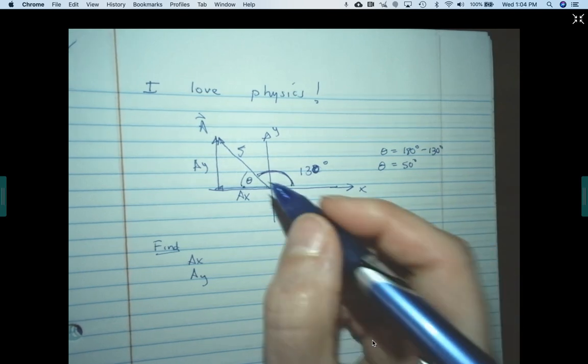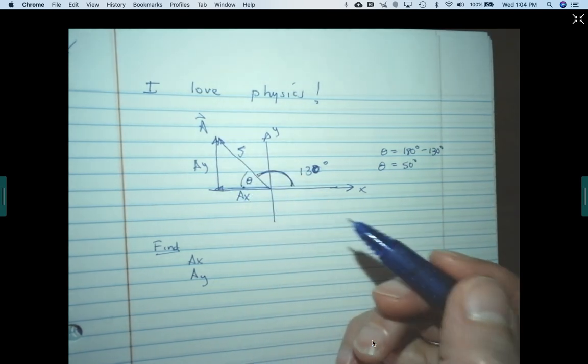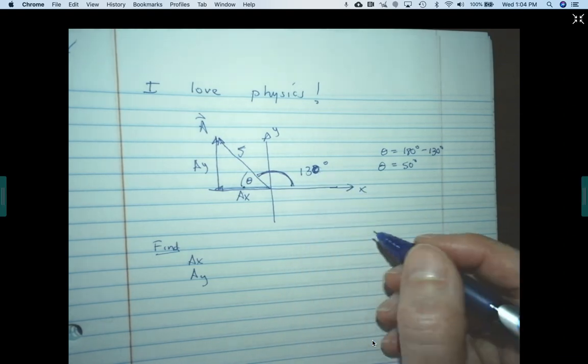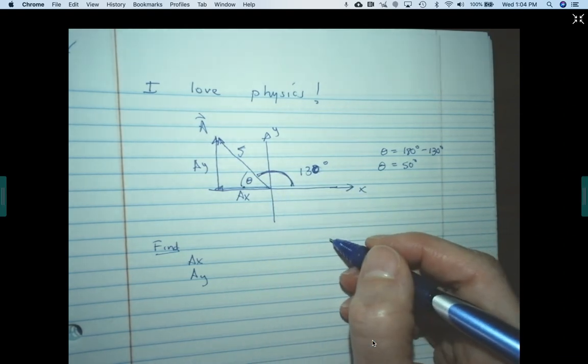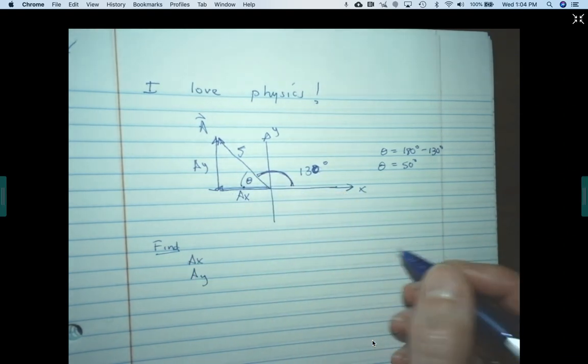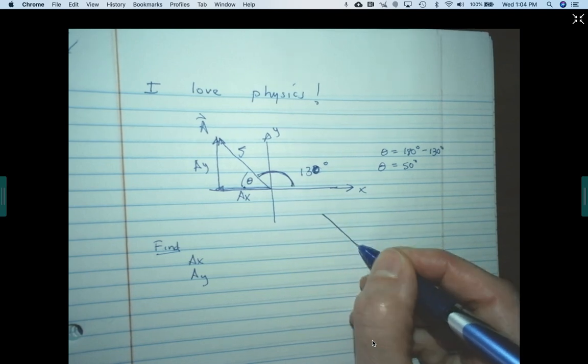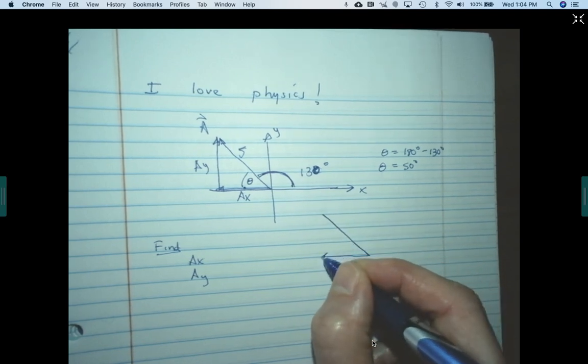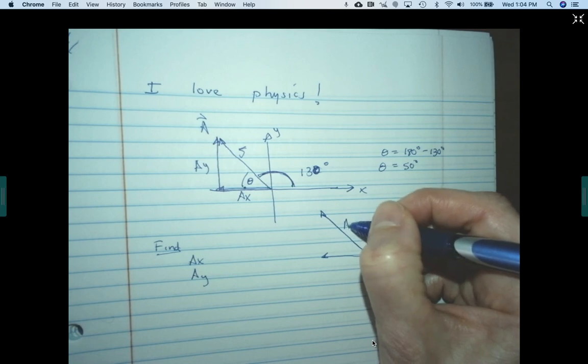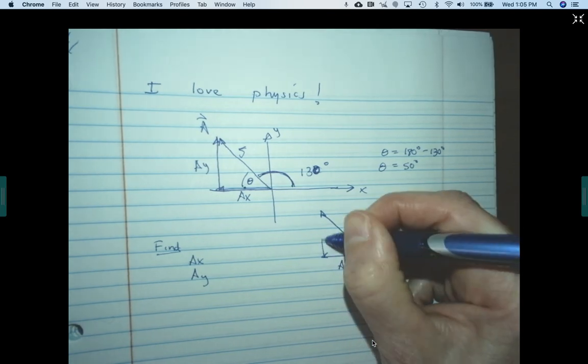Okay, and now I can use this triangle to solve for my components. So if I look at my trig functions, right, let's sketch that triangle out over here again. So here's my vector A, this is AX, and this is AY.